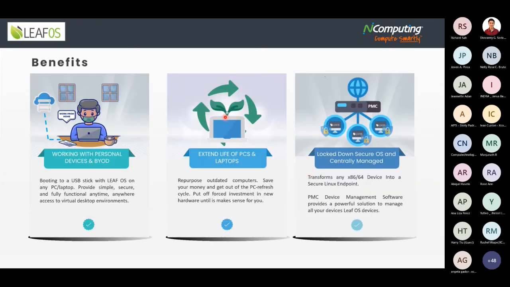Now, there are three points of benefit for this Leaf operating system. Number one, it's considered a bring your own device benefit, wherein with the use of a USB stick, an 8 GB minimum, properly configured and installed with Leaf operating system, you could already boot from the Leaf operating system from that, and you could transform your PC or laptop into a powerful endpoint, which you could connect to the various platforms or virtual desktop environment that I mentioned in the previous slide.